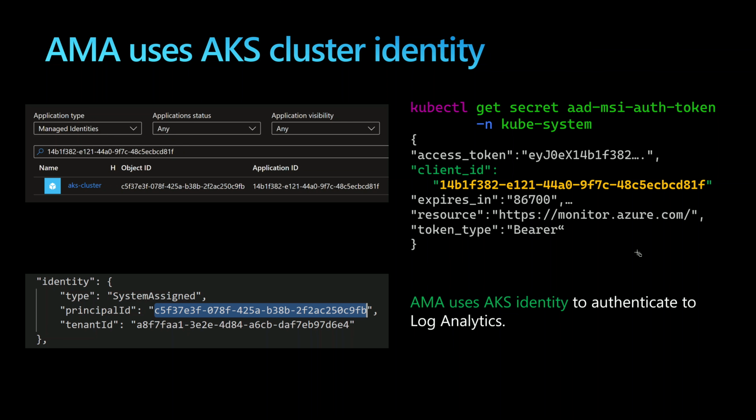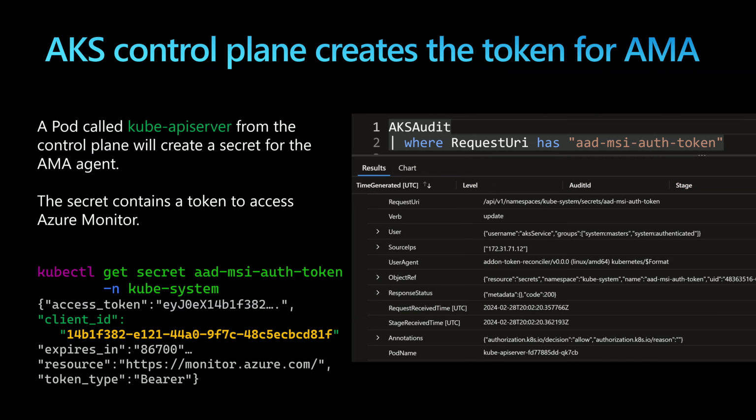That token will be created by a pod called Kube API server, which is a pod that lives inside the control plane of AKS. So from here, if I enable AKS audit logs, I will be able to view the action performed by that pod, which is the Kube API server pod, and we see here the action is creating a token, or creating a secret, in the Kubernetes cluster.